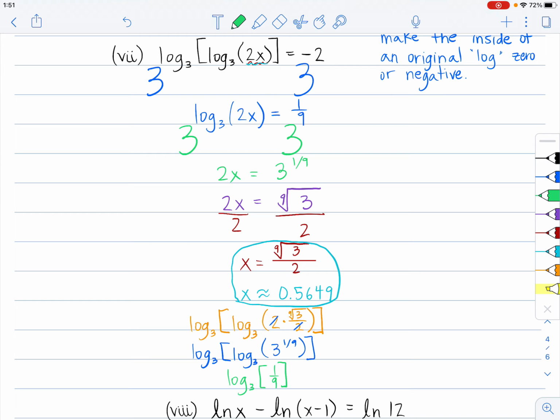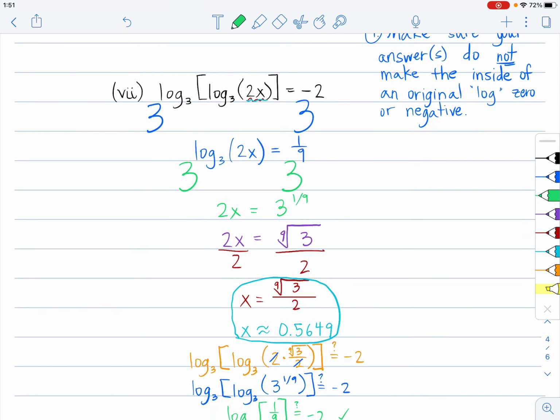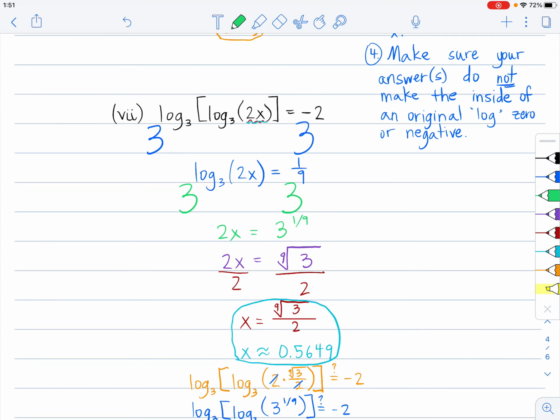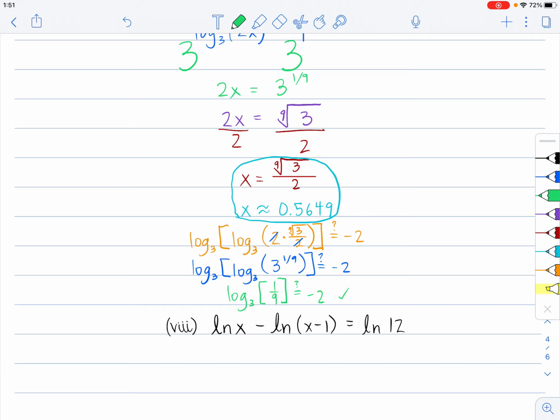Now, could I have actually been checking him this whole time? Does he equal negative 2? Yes, I could check him, and log base 3 of 1/9 is in fact negative 2, so it works and it checks. But we don't actually have to check our answers. We just have to make sure that our answer or answers do not make the inside of an original log 0 or negative. And that's really all I'm trying to check for. Okay, now I'm going to pause my video and then do example number 8.